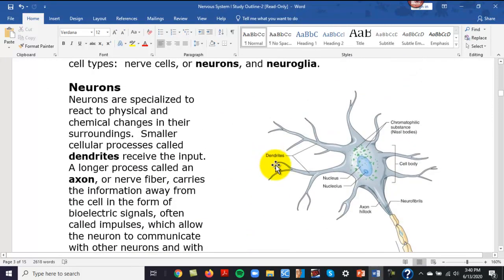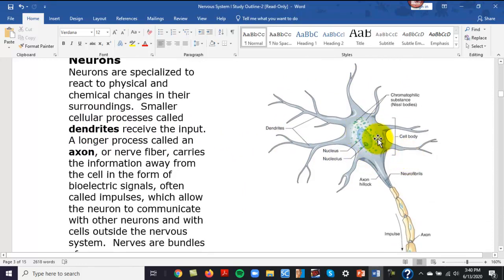So let's just do the parts of this, and a couple of these are bolded. This is actually a type of neuron called a multipolar, but it's okay. See these little extensions coming off? Now this is called the cell body, and you can see here's the nucleus. That little blue dot there is the nucleolus.